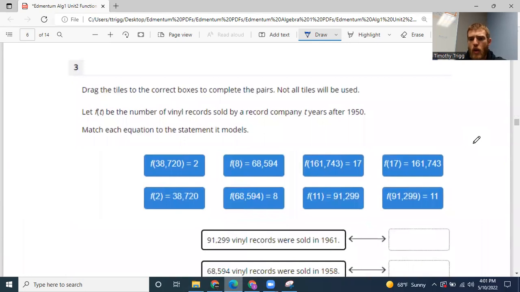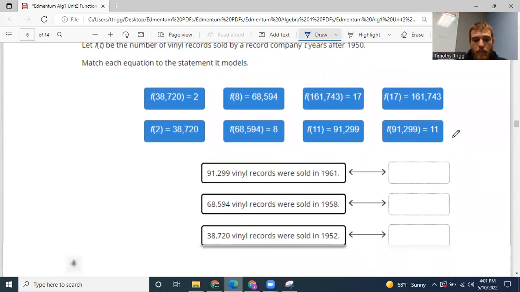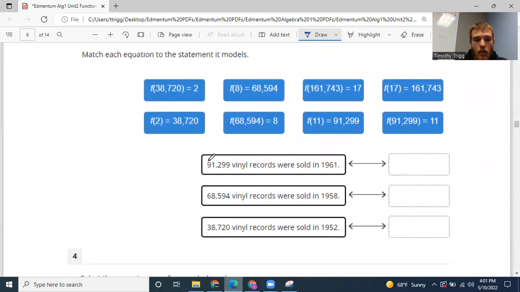Number 3, click and drag. Let f of t be the number of vinyl records sold by a record company t years after 1950. Match each equation to the statement it models. 91,299 vinyl records were sold in 1961.